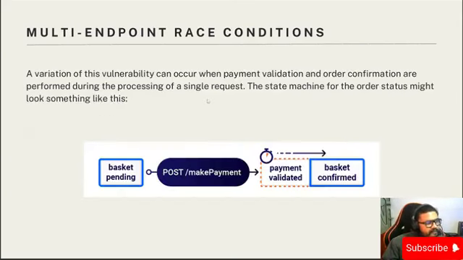A variation of this vulnerability can occur when payment validation and order confirmation are performed during the processing of a single request. The state machine for the order status might look something like this. If you try to understand the diagram, you may be a little confused about what is happening here. Here a basket is pending and we make a payment, the payment is validated and the basket is confirmed.